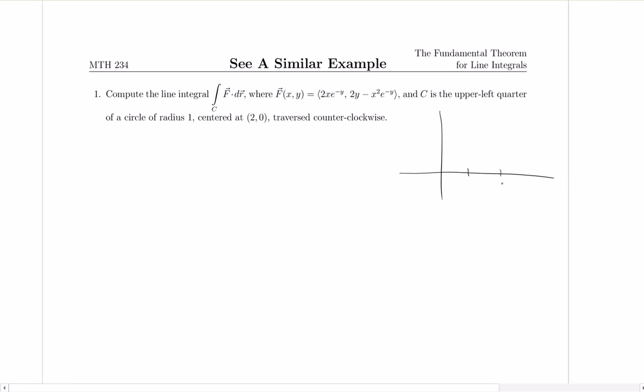So here's the point 2, 0. And here's a circle of radius 1 centered at 2, 0. And we're just looking at the upper left quarter. So from here to here. So just that. That's our path. And going counterclockwise, it says. So we're going from the point 2, 1 to the point 1, 0 along this circular arc.